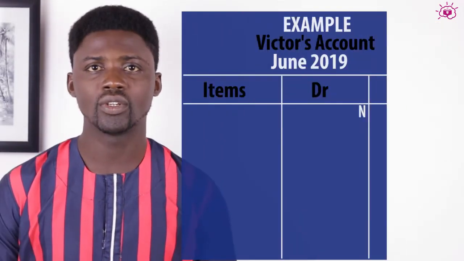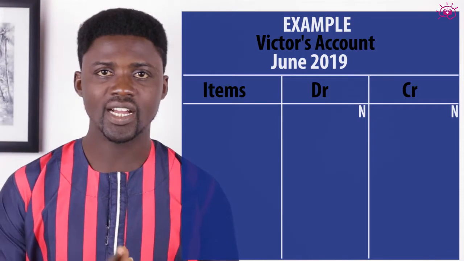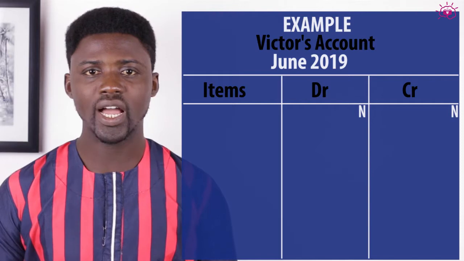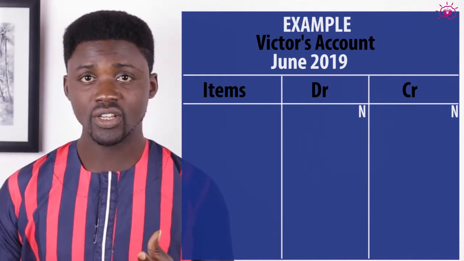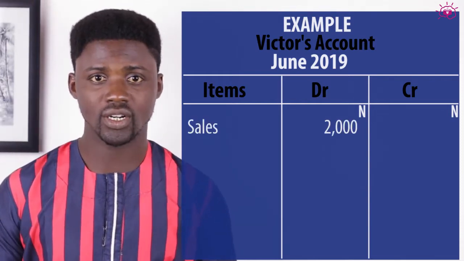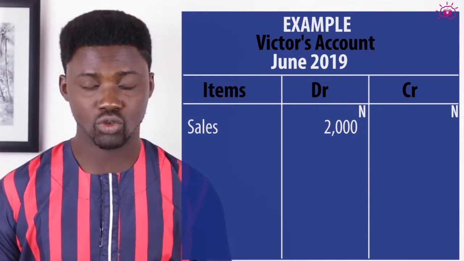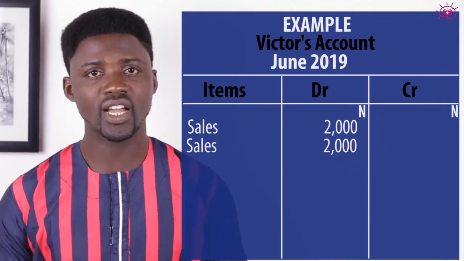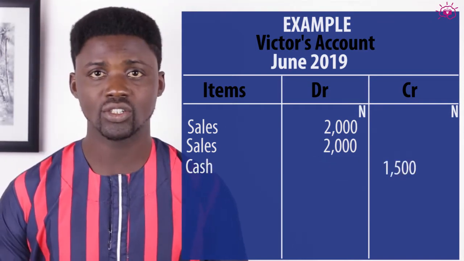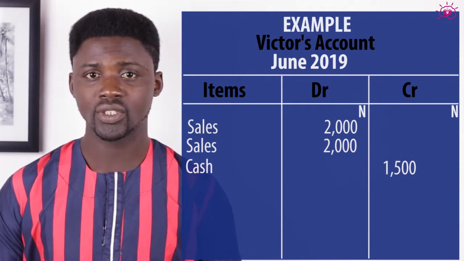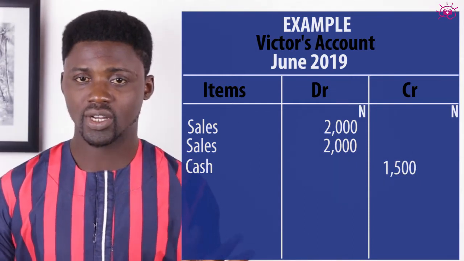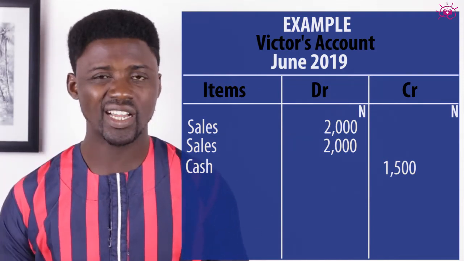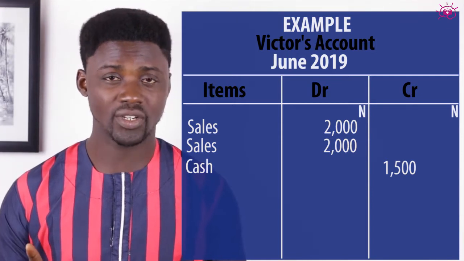For example, Victor has an account. The account is divided into a debit side and a credit side. In the debit side, we have June 1, I made sales of 2,000 naira. June 2, I made another sale of 2,000 naira. Then the credit side, on June 8, I received cash of 1,500 naira. Now, the debit side totals 4,000 naira, and the credit side has 1,500 naira.